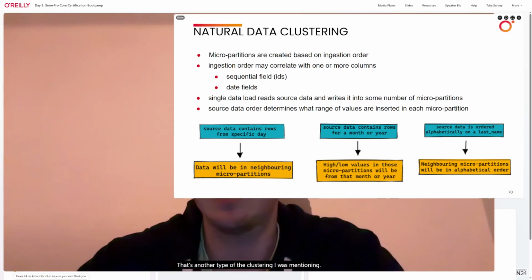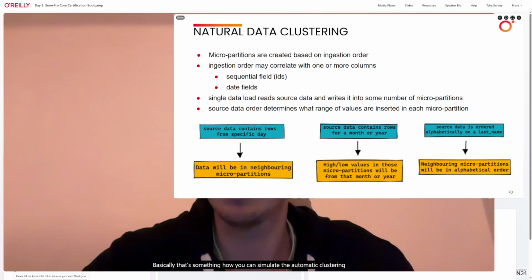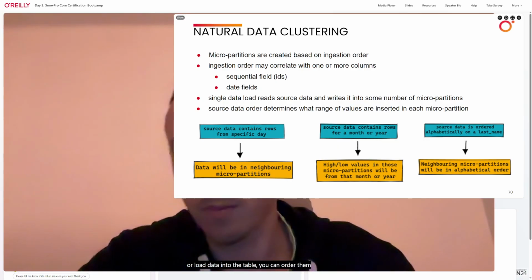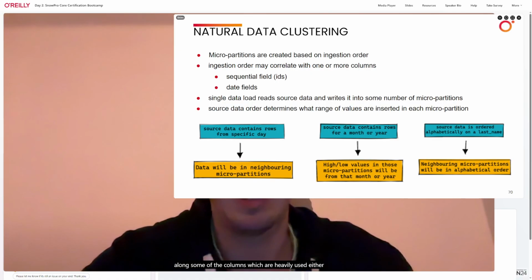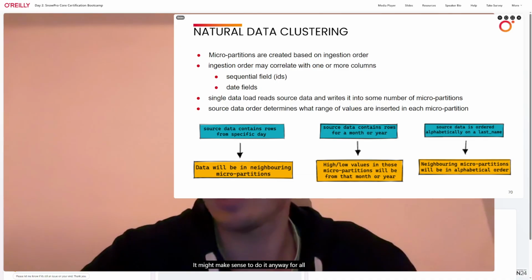Natural clustering, that's another type of the clustering I was mentioning. Basically, that's how you can simulate the automatic clustering by yourself. Once you ingest data into the table, you can order it along some of the columns which are heavily used either in the where clause or in the join conditions. That column is what you would define as a clustering key in automatic clustering. It might make sense to do it anyway for all the other tables because it can help the performance.